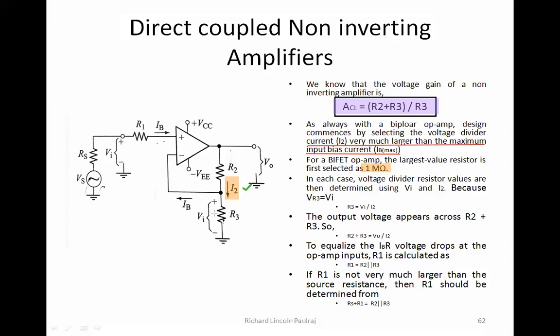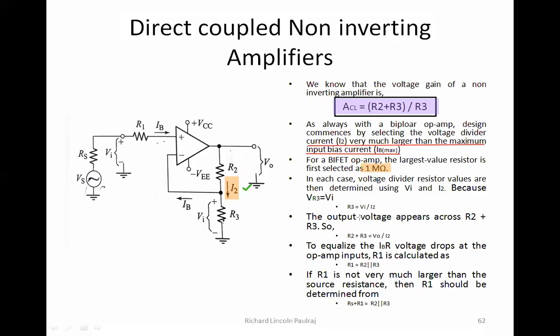These resistances are called a voltage divider because they divide the voltage between R2 and R3, to equalize IB R. IB is nothing but the bias current. To equalize the IB R voltage drops at the op-amp inputs, R1 is calculated. If I want to think of how much R1 I need, IB is going to be very small anyway. So how am I going to configure this R1? R1 is equal to R2 in parallel with R3.